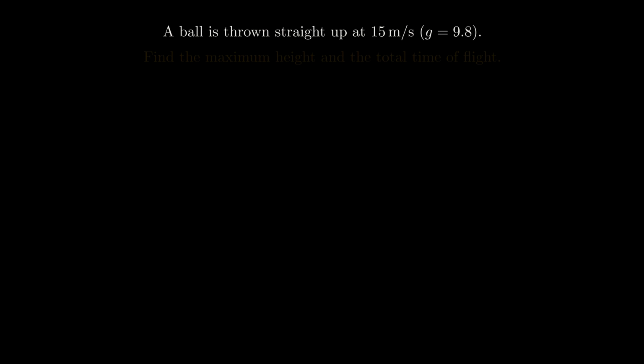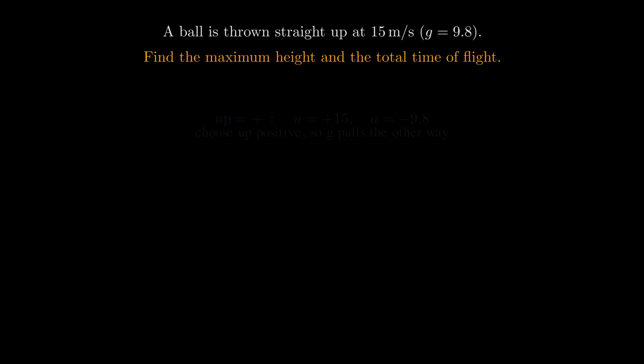Number 2, vertical motion. And the first place signs really bite. A ball is thrown straight up at 15 meters per second. Using g equals 9.8, find how high it goes and how long it's in the air. Set a convention and never break it. Up is positive. Then the launch velocity is plus 15, and gravity, pulling down, is minus 9.8.